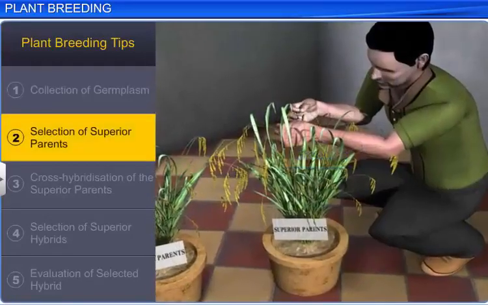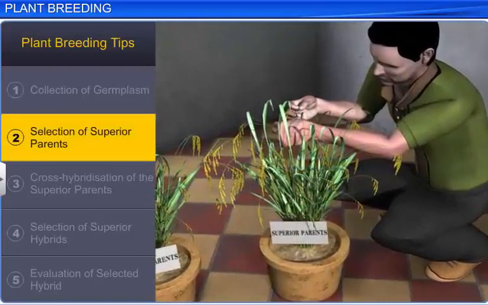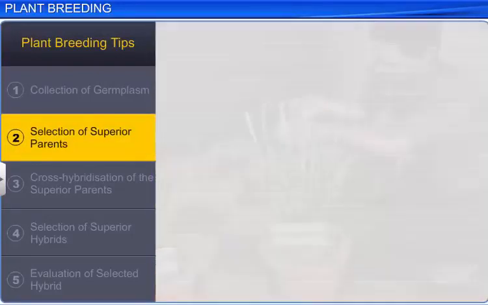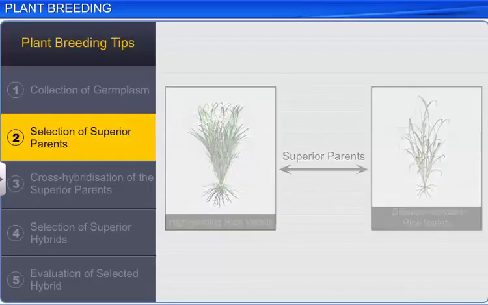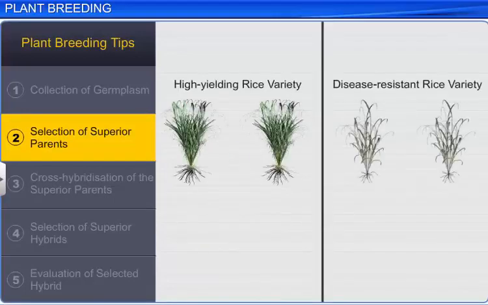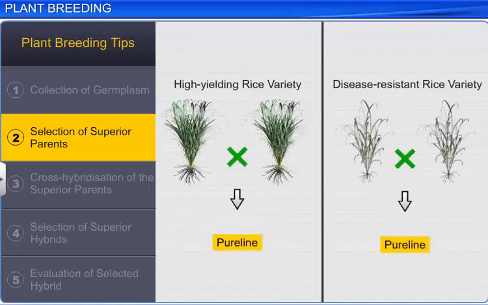The second step is the selection of superior parents. Here, two plants with the different desired characters are selected from the available germplasm. Then, they are made to self-cross to get a pure line of those varieties.